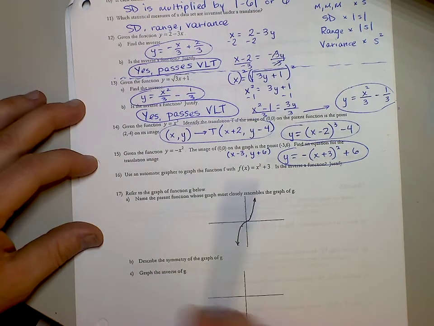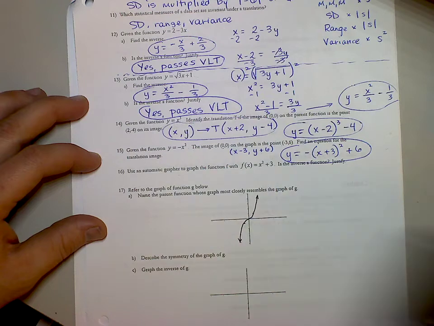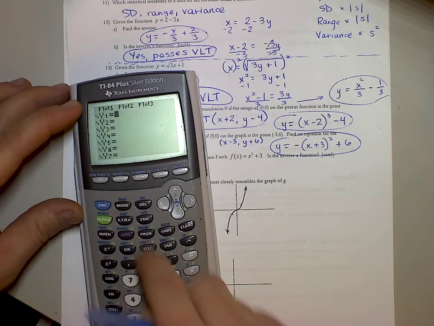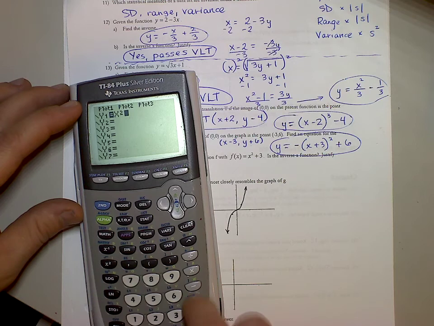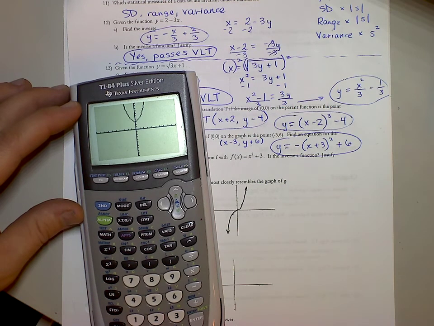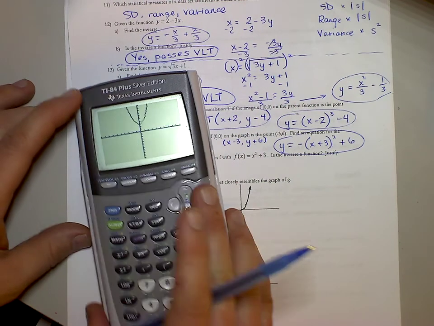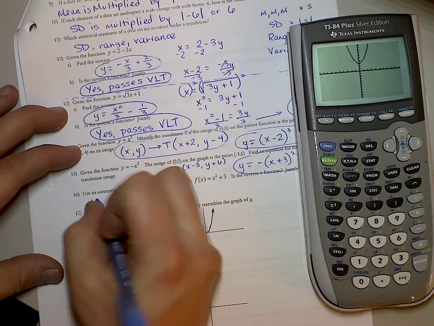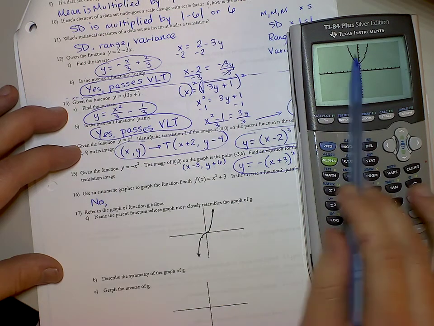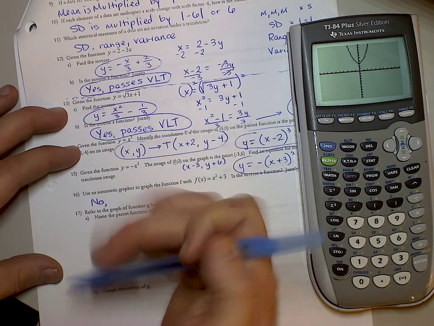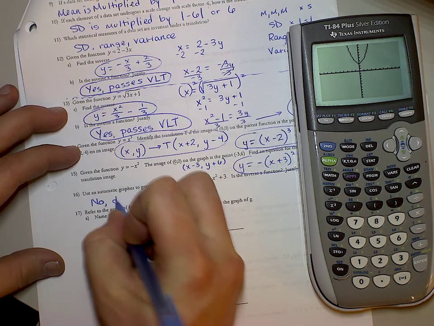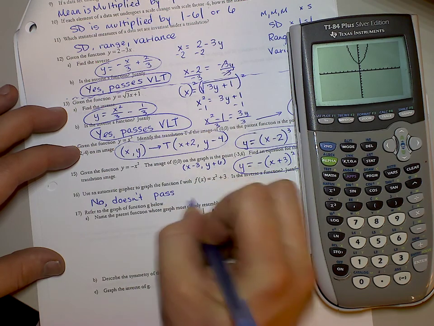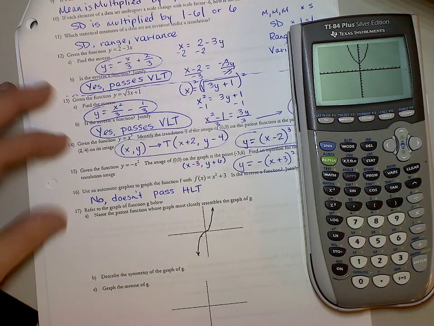16. Graph this function and tell if the inverse is a function. Alrighty. So y equals x squared plus 3, graph. Is the inverse of that a function? The answer is no, folks. Because in order for the inverse to be a function, this would have to pass the horizontal line test, and it doesn't. So I'd say no. It doesn't pass the horizontal line test.